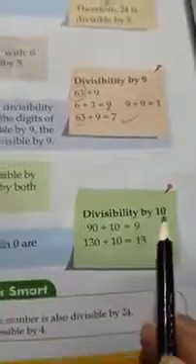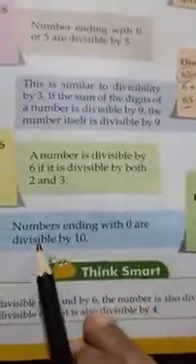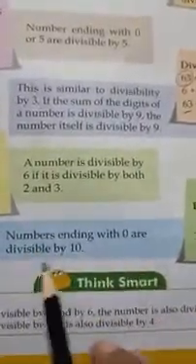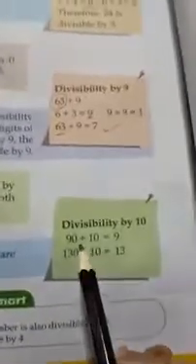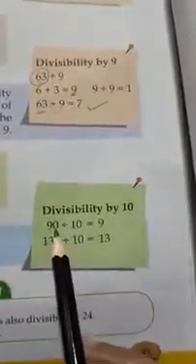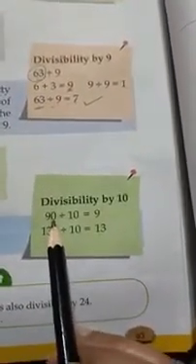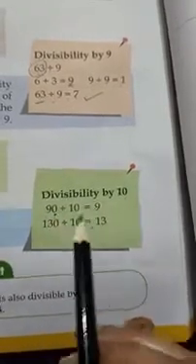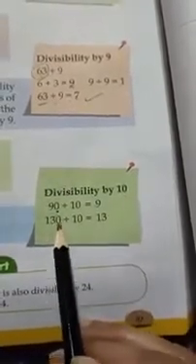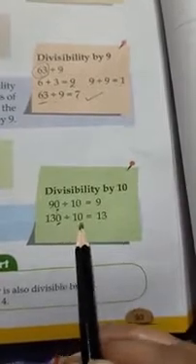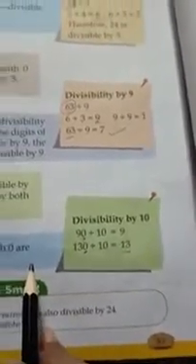Yes. Now see the next rule, that is divisibility by 10. What is divisibility by 10? The numbers ending with 0 are divisible by 10. For example, 90 is there. This number is ending with 0, so this number is divisible by 10. 130, this is also ending with 0, so this number is also divisible by 10. Yes, hope you have understood all these concepts.